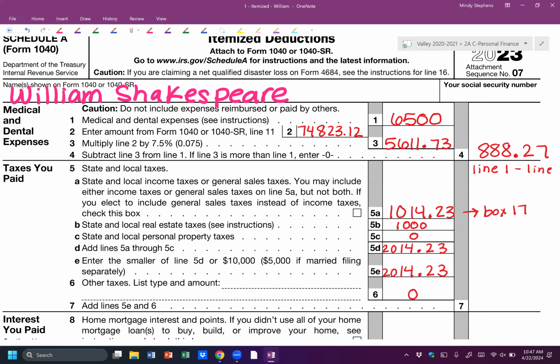Awesome, thank you. So line number 7, add 5E and 6 together. We're adding 5E and 6, so we're adding 0. So that one stays 2014.23. Okay, are we good? Do I have anything else I need to fix or is that looking right so far? Good. Okay, let's go to the next section.